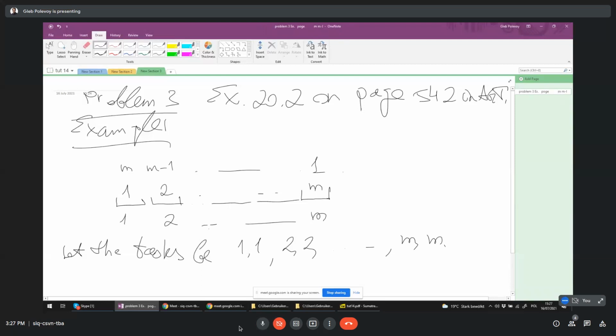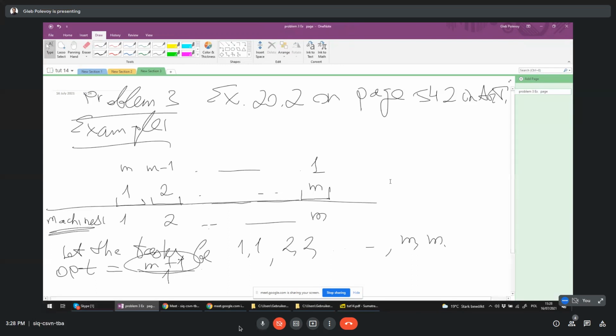So on this machine, the total weight is m plus 1. The speed of the machine is 1. So these are just machines. The speed of the machine is 1. And then the optimum is equal to simply m plus 1 divided by 1, which is m plus 1.